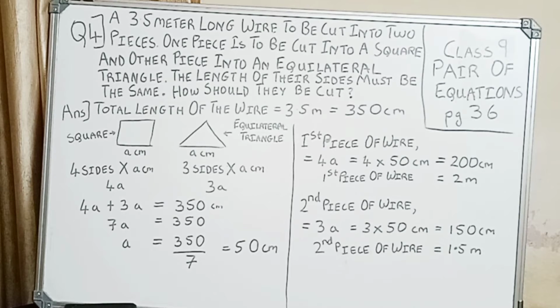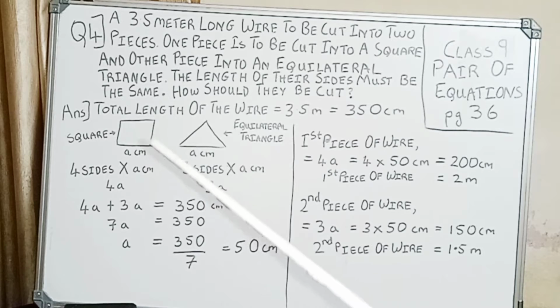Firstly, you should start with the total length, what you have in the question itself. The total length of the wire is 3.5 meter. 3.5 into 100 would give you 350 centimeter. You have converted 3.5 meter into 350 centimeter.